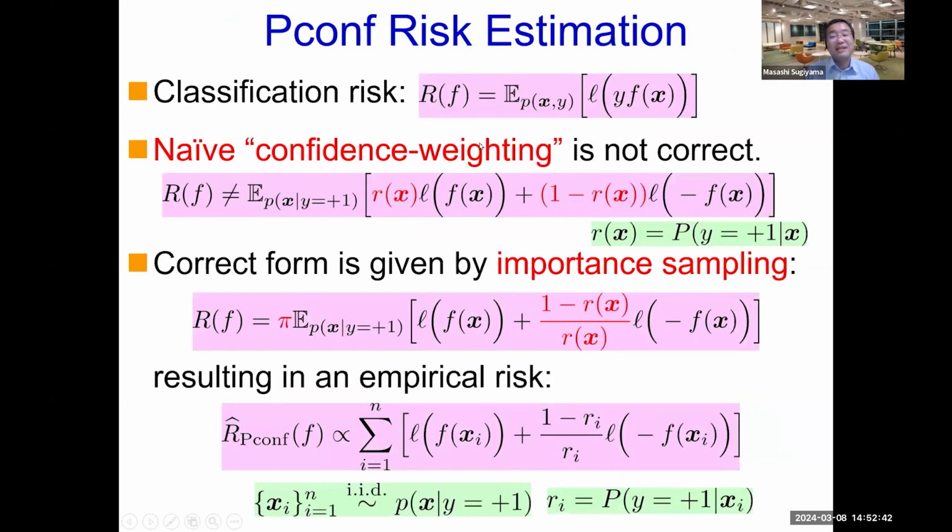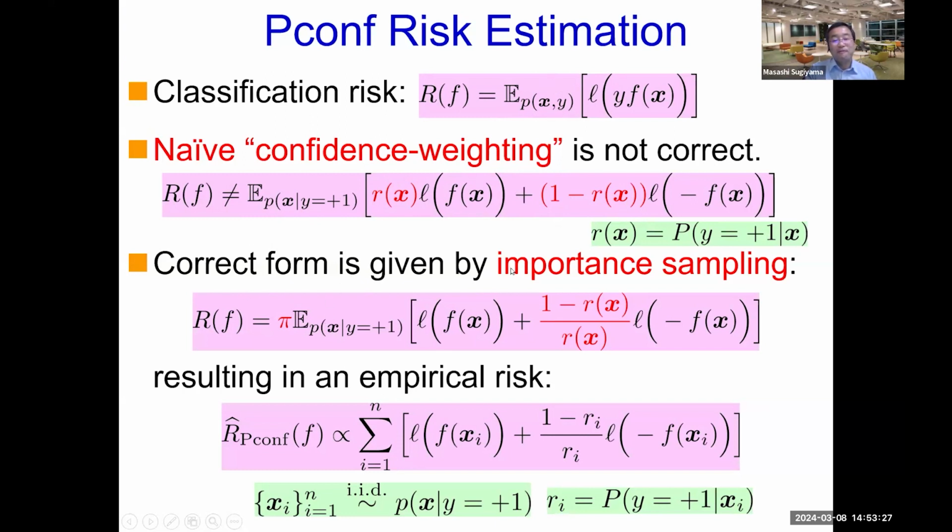Then, the same kind of recipe. We start from the classification risk, and we want to estimate it only from Pconf data. Naively, if one point is 80% positive, then that point is 20% negative. So we may split the loss into R times L plus and 1 minus R times L minus. That's a naive confidence weighting. But in this case, this is not really true because the expectation is taken only over positive data. If you have unlabeled data, then this is possible. So in the current case, we also need importance weighting to change the distribution from this to this.